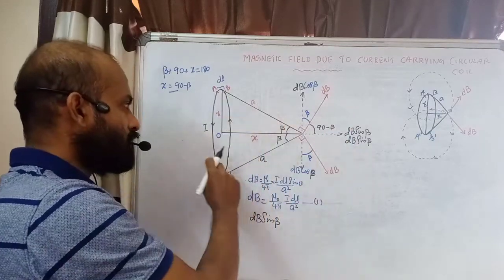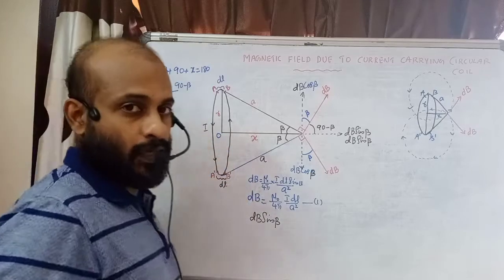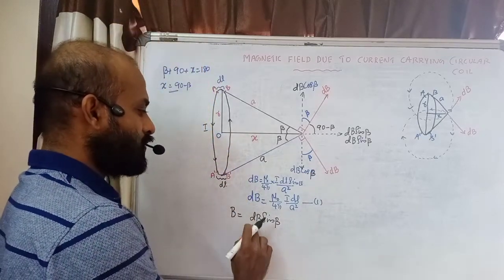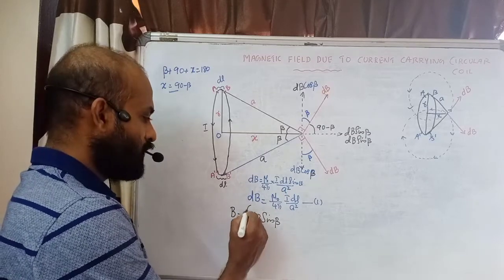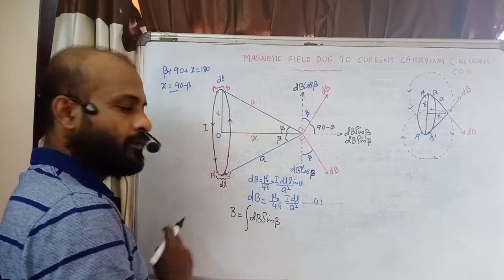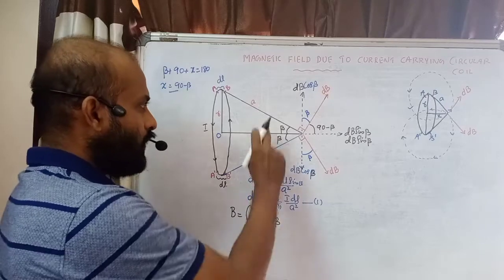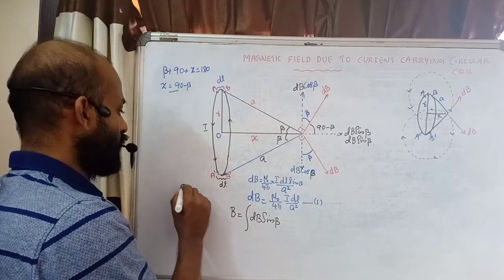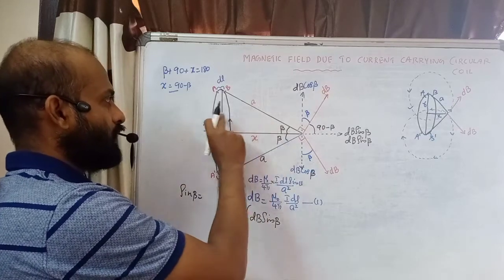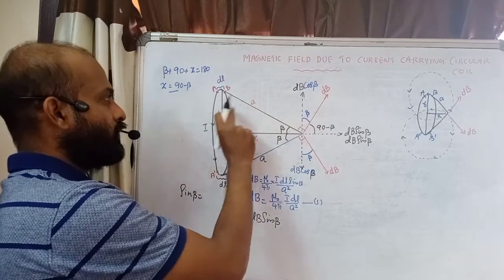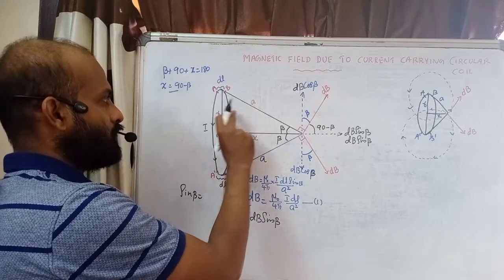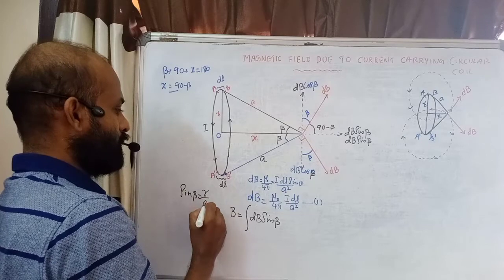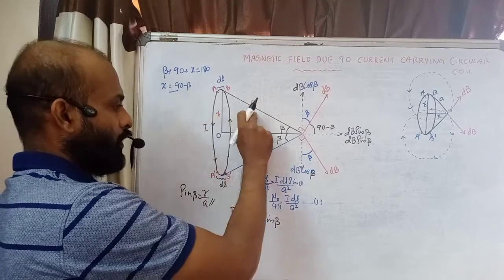We need to take many such elements, diametrically opposite pairs. So to find the net field, what do we have to do? We have to add such dB sin beta components. So the net field is equal to integral dB sin beta. Now in the figure, what is sin beta? In the figure you can see sin beta is equal to opposite side by hypotenuse. What is the hypotenuse? A. So I will take R by A. Opposite by hypotenuse, R by A.